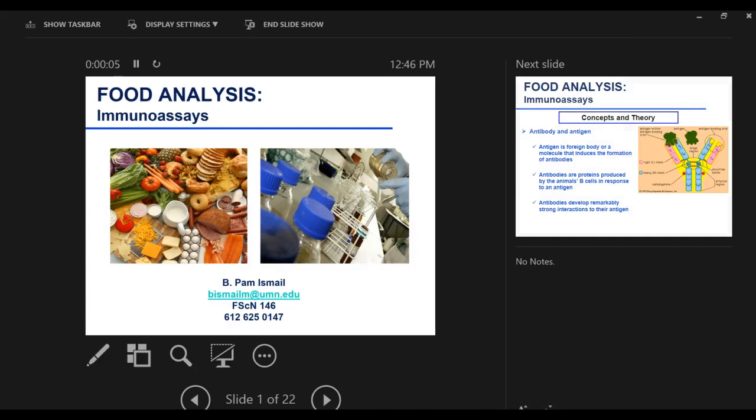Three minutes early. Okay, so the next topic today is immunoassays. We're getting close to being done here. After immunoassays, we have chemical contaminants of concern, and some of those chemical contaminants of concern are analyzed using immunoassays. So that's why we want to talk about immunoassays today before chemical contaminants of concern. All right.